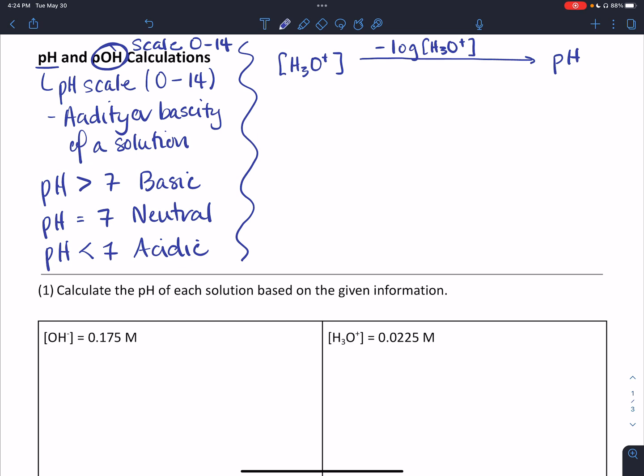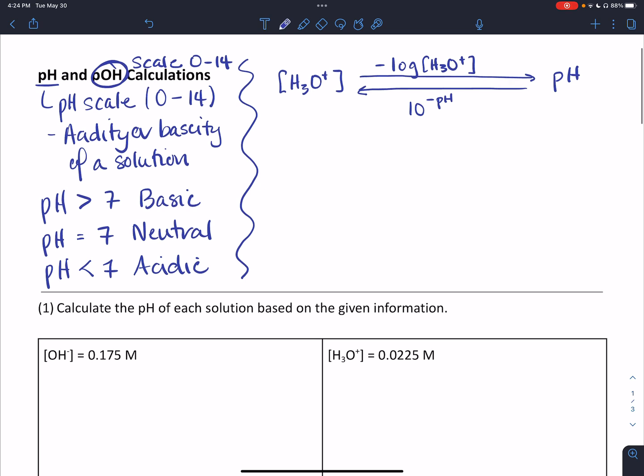All right. Now, in some instances, we may have the pH and are asked to find the concentration of H3O plus. And so then we're going to do an inverse log. What we end up with is 10 to the negative pH. We raise 10 to the power of negative pH. So we can go back and forth between pH and H3O plus. We can also move between pH and pOH. So we can go back and forth between these two.